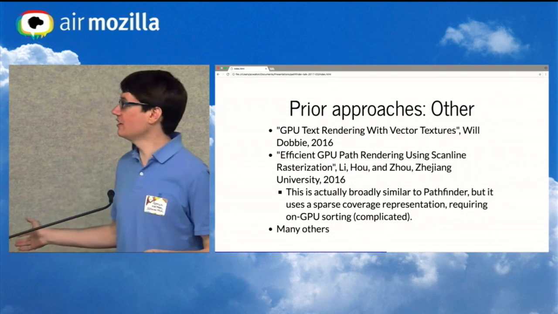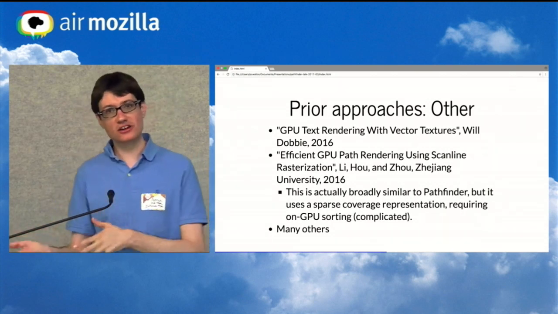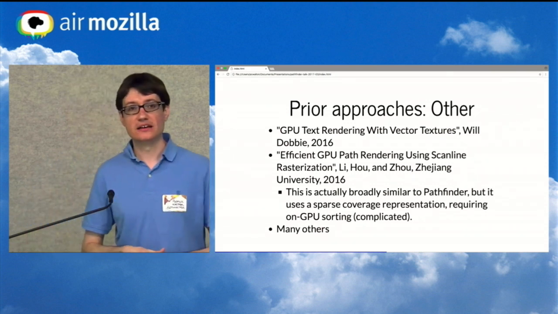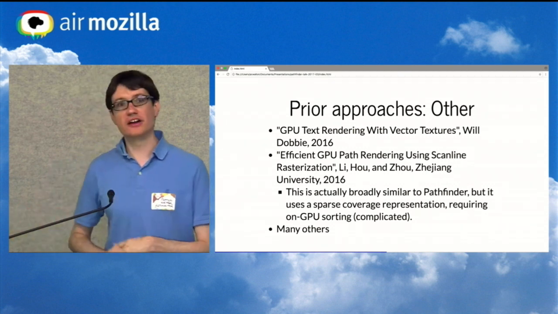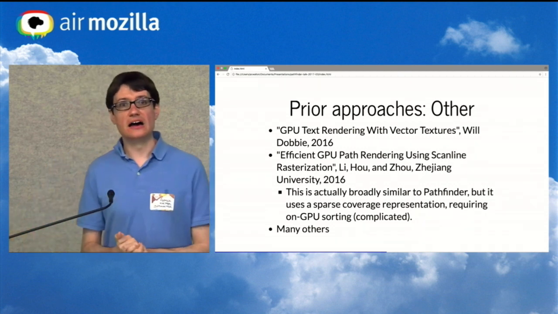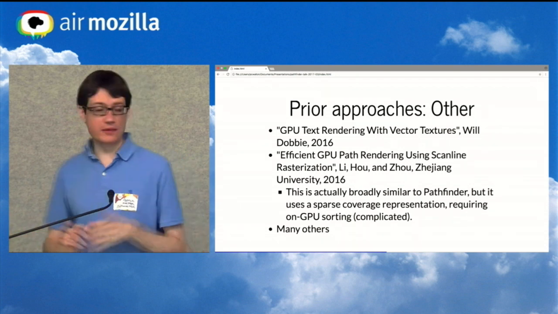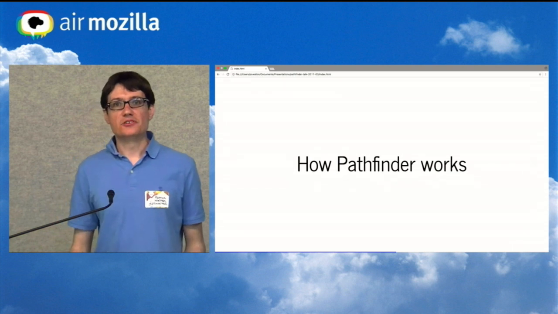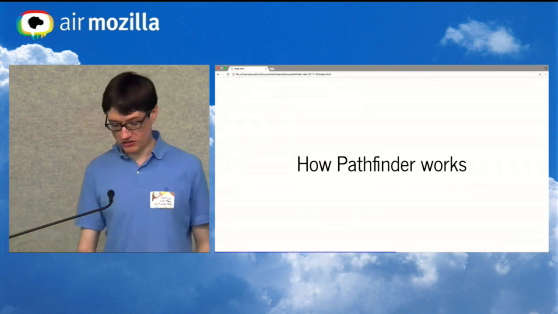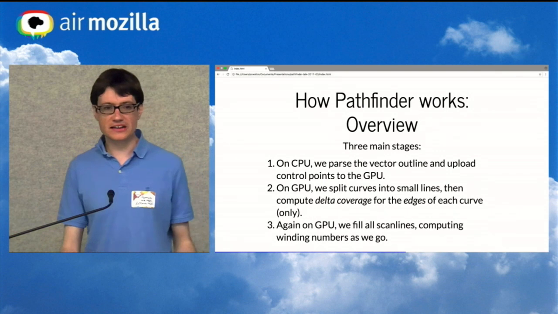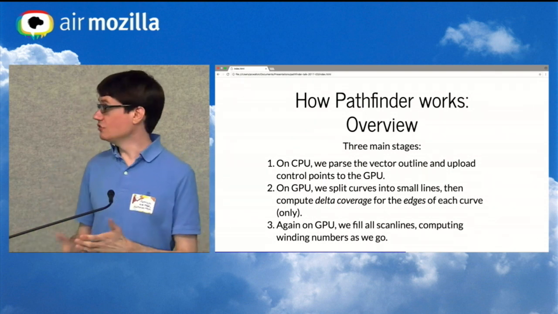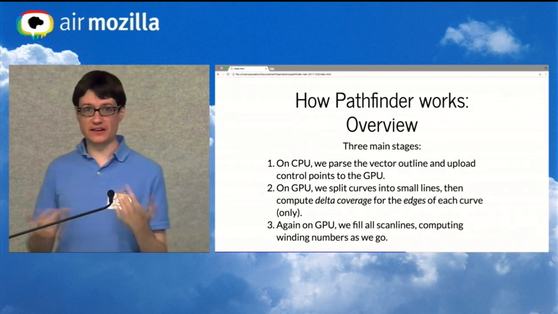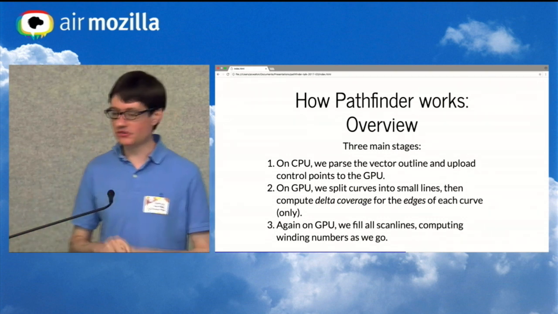So here are some others that I don't have time to talk about, but there's a vector texture approach. There's actually a very interesting one that came out last year where it's kind of similar to Pathfinder, but it uses a sparse representation, which requires sorting on GPU. There are many others. If people want to talk about them more, I'm available. But I'm sure people want me to get into actually how Pathfinder works. So Pathfinder is this new approach that has basically 3 steps. First of all, on the CPU, we upload the control points to the GPU. This is just like Loop-Blinn.